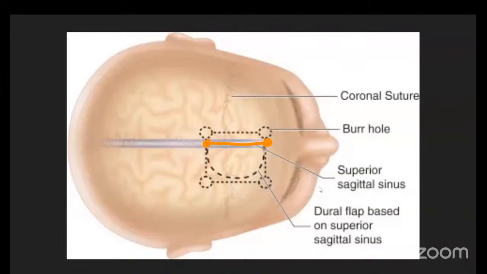Then there are surgeons who would use the straddling technique. There's going to be a burr hole here, another burr hole here, and another burr hole here. Four burr holes which straddle the superior sagittal sinus, so that you are not risking any injury to the superior sagittal sinus. Both of these work fine. This is more a matter of the surgeon's preference than a matter of being right or wrong.